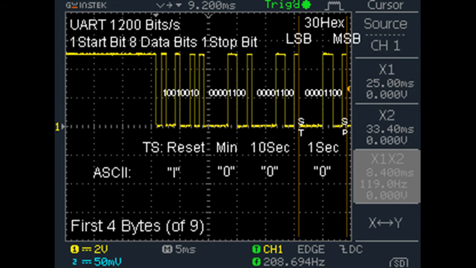In this screenshot you can see the first 4 bytes of a Stackmat timer frame, and the timer is in reset state, represented by an ASCII I, and all the digits are set to 0, represented by ASCII 0, which means 48 decimal or 30 hex. The protocol is a standard UART protocol with 1200 bits per second, 1 start bit, 8 data bits, 1 stop bit.